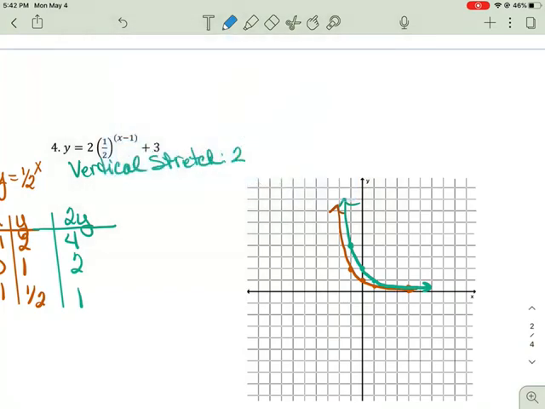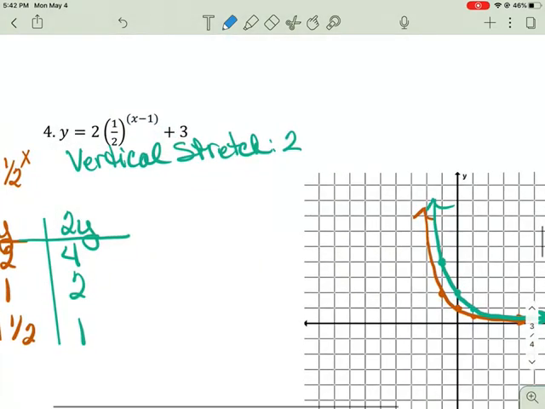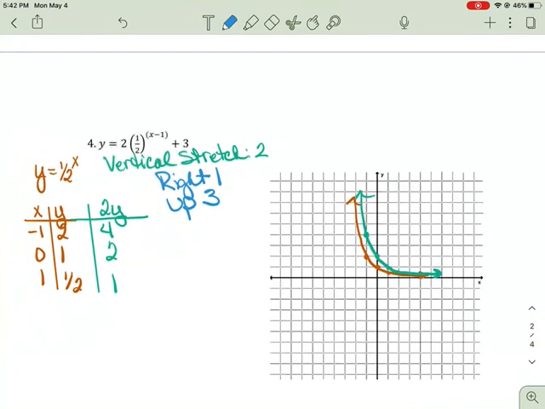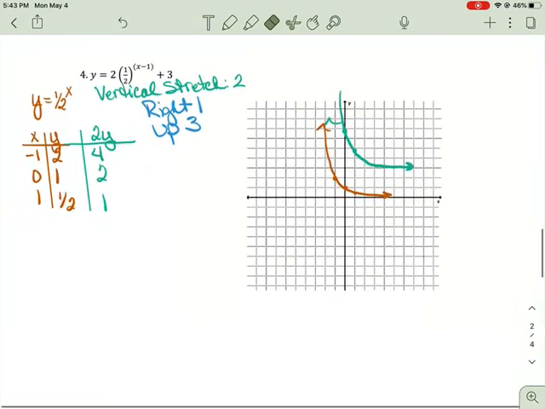All right, then we have a horizontal shift and a vertical shift. So we are going to go right 1 and up 3. We can physically do all of that, but this time I'm just going to pick it up and move it. Okay, so I'm going to move it right 1 and up 3. There we go. All right, and our green graph happens to be our final.